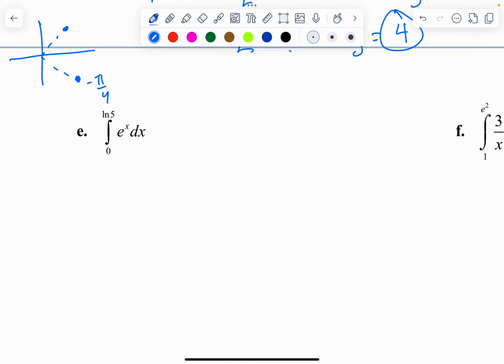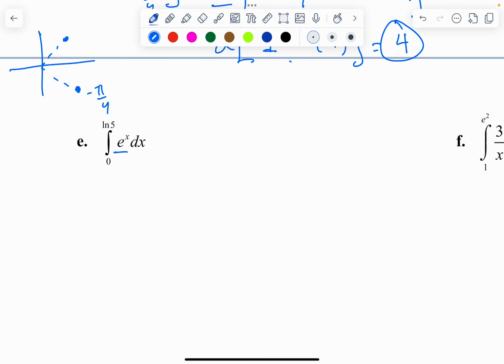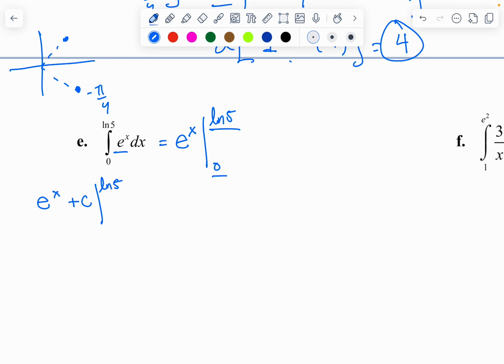All right. Remember, the integral of e to the x is just e to the x from 0 to ln of 5. All right, so here I'm going to show you why I'm ignoring the c when it's a definite integral. So if we integrated this with the constant of integration, we would say plus c from 0 to ln of 5.